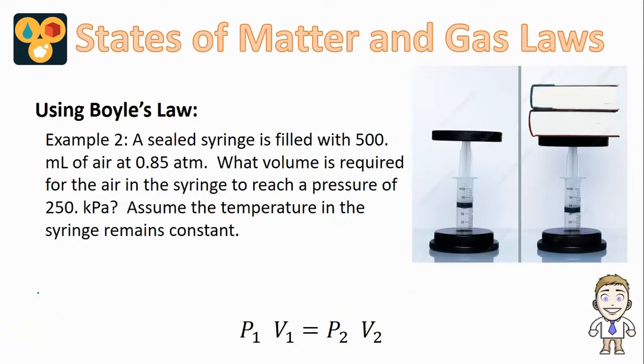And let's look at one more example that's a little bit more complicated. This one says that a sealed syringe, so here's an image of a syringe. If you're not sure what that means, you can fill a syringe with air or any kind of gas. So this syringe is filled with 500 milliliters of air at 0.85 atmospheres. And then it says what volume is required for the air in the syringe to reach a pressure of 250 kPa, assuming that the temperature remains constant.